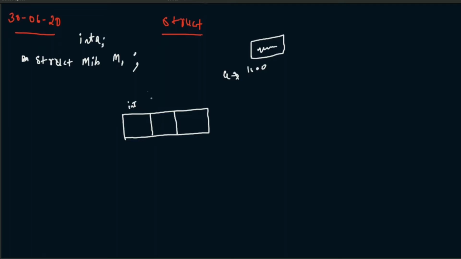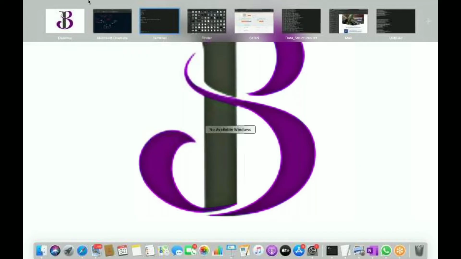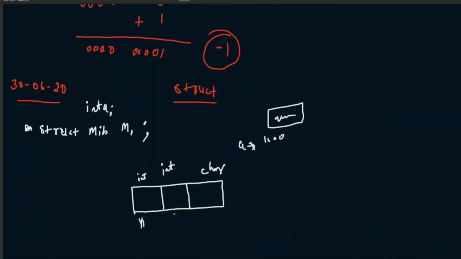One more variable is nothing but the integer type, and one more variable is also nothing but what? Character type. Okay, what is the variable name here? I'll change the name. I will call it name, then age, and then blood group, right?